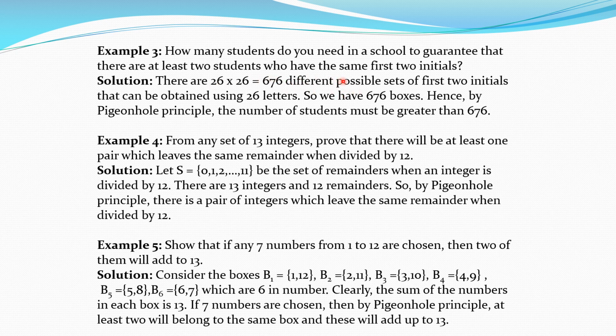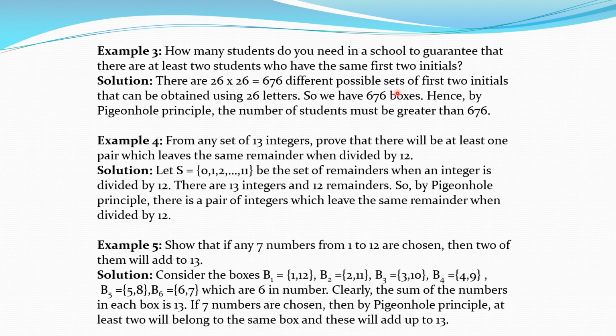Now the initial of every student will be from A to Z. Now the first initial has 26 ways, that is A to Z. Now the second initial is again from A to Z because it may be repeated also. So how many ways can the first two initials be formed, like A B, A C, like that. So by the product rule there are 26 into 26, that is 676 different possible sets of first two initials. So A B, A Z, then B Z, like that. There are 676 possible sets of first two initials.